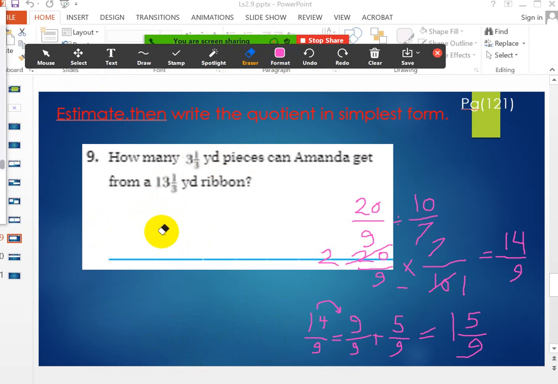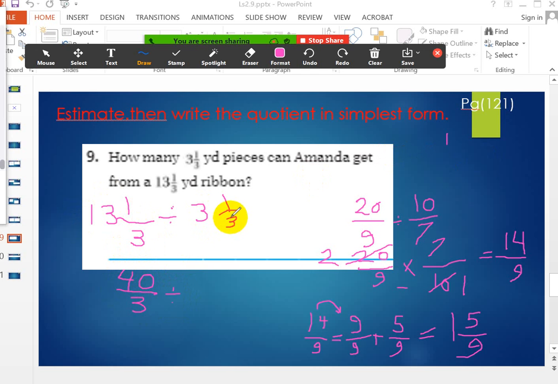So I have to divide the bigger number, which is 13 and 1/3, divided by 3 and 1/3. Now I will divide it. I have to write it as a fraction. So I have to multiply 13 with 3 and add it to 1. 13 times 3 equals 39, so 39 plus 1 equals 40. So it will be 40 over 3.